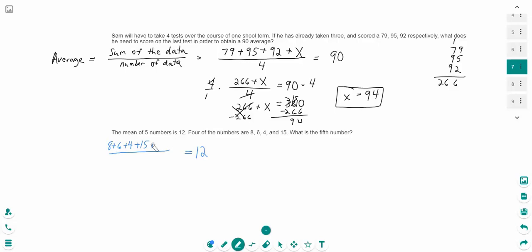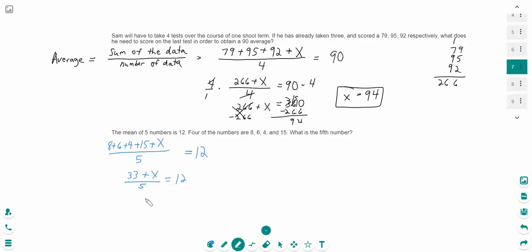Don't forget, though, we have a 5th number in here that we do not know what it is, right? So don't forget that x. All of that has to be divided by the number of data points that we have, and we have 5 of them, so it has to be divided by 5. That is our equation. Now we can solve. So we can start by maybe simplifying the numerator. 8 plus 6 is 14, plus 4 is 18, plus 15 is 33. So we have a 33 plus x over 5 equals 12.